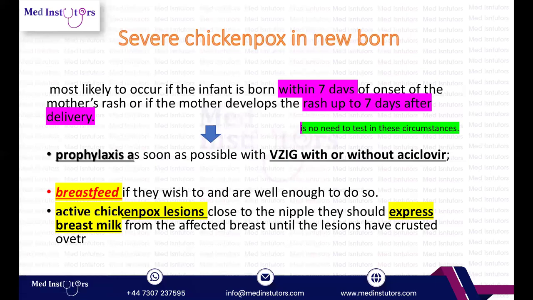Remember, there is no need to do any test in these circumstances. These babies are at high risk of contracting severe chickenpox. So straight away give them prophylaxis with or without antivirals. A very important question, again, from your exam point of view. However, yes, if she wants to breastfeed, she can do it. In cases of active chickenpox lesion that is close to the nipple, they should express breast milk from the affected breast until the lesion has crusted.